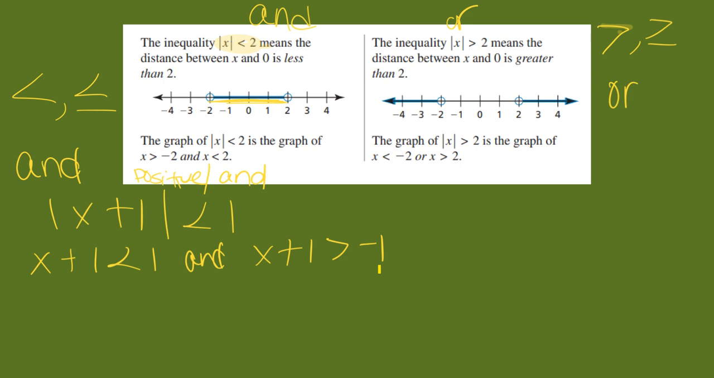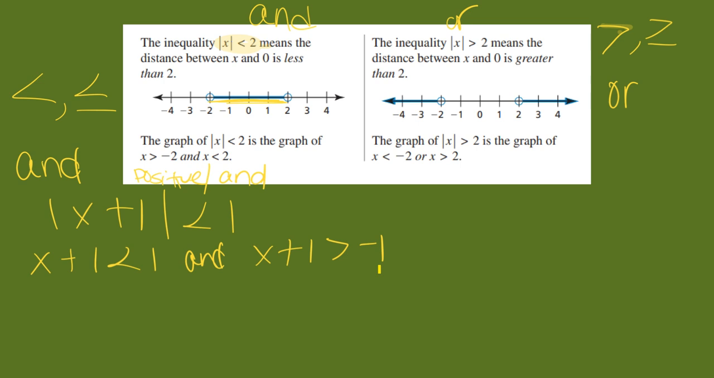Why do I have two expressions now? Who am I? Exactly. The x could be what? Positive or negative. So we know that my x can be positive or negative results in there. What's going to happen? I need to make two different expressions. Why? Because my x could be negative or positive, correct?